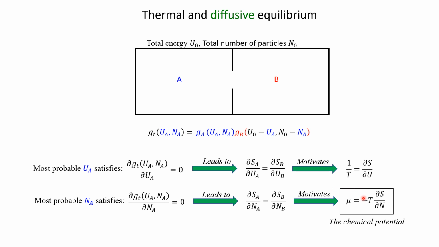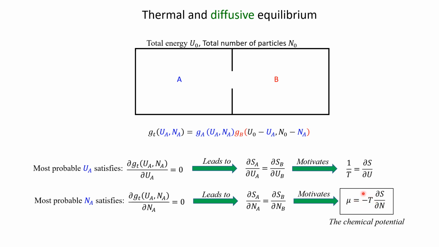Now, you probably noticed that we do not define the chemical potential just as the derivative of the entropy with respect to the number of particles. We also multiply it by the temperature. And we do that because we want the chemical potential to be a potential in units of energy. And temperature times the entropy has units of energy. And we also have a negative sign here.